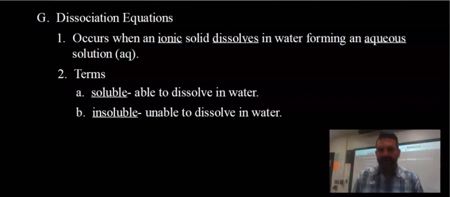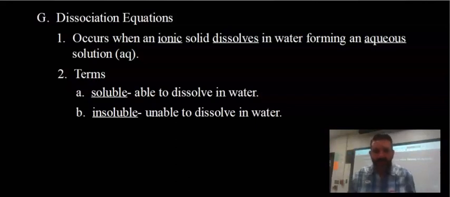And I'll show you some examples of this in a bit. So remember, in an ionic compound, those cations and anions are stuck together. And when you put that in water, the water molecules actually pull the ions apart from each other. You end up with individual ions. That process is known as dissociation.